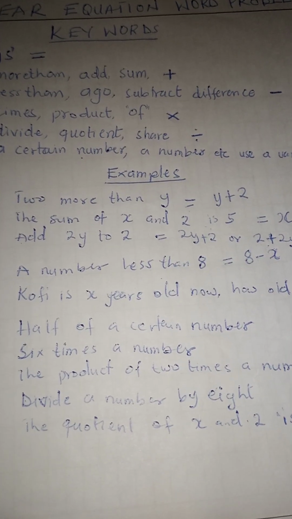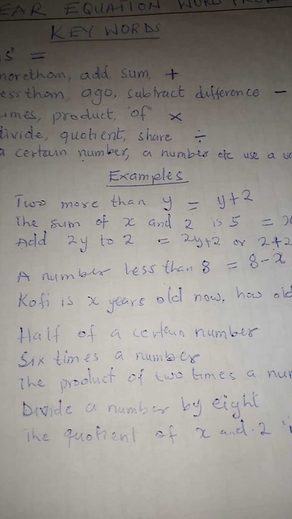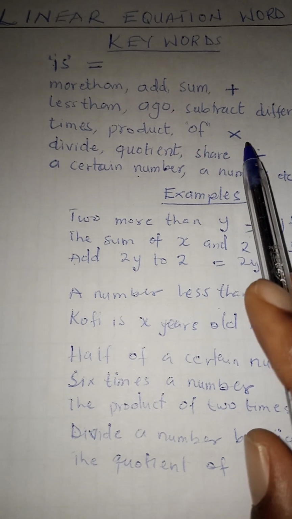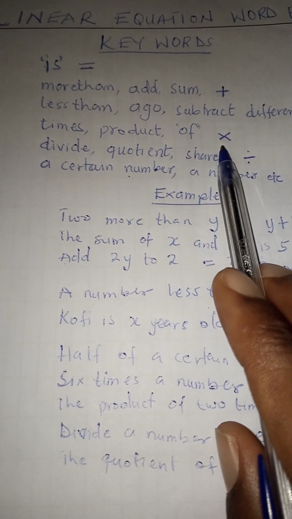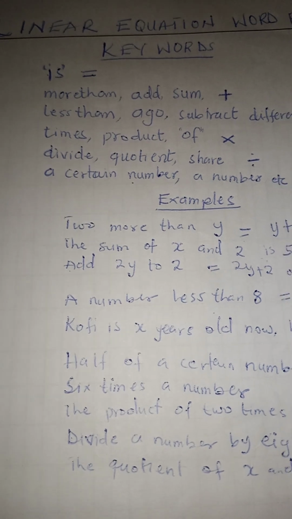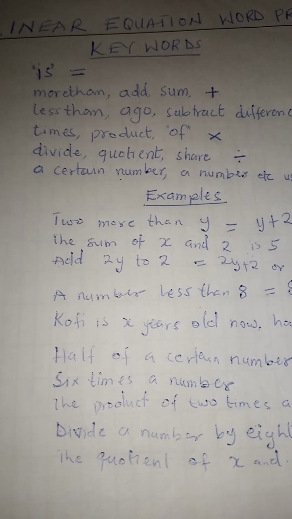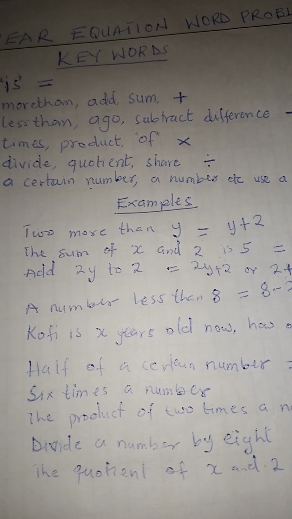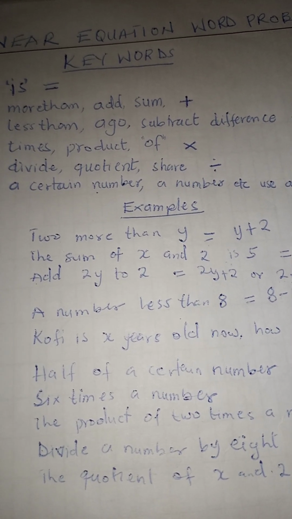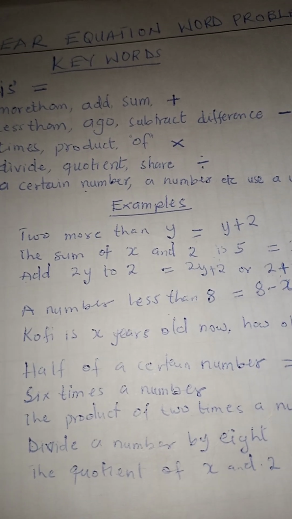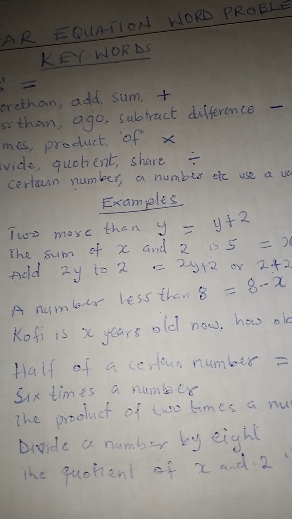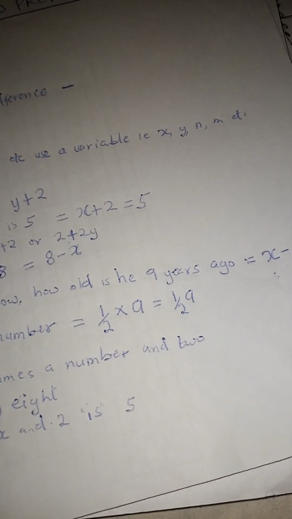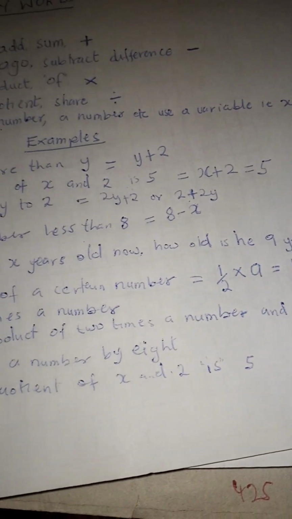Half of a certain number. We say of, we use which operation? Times, right? So half of a certain number means half times, we don't know the number, so we use a variable. I want to use a, so half times a. Simplifying this will be half a, right? That's great. So half times a is equal to half a.